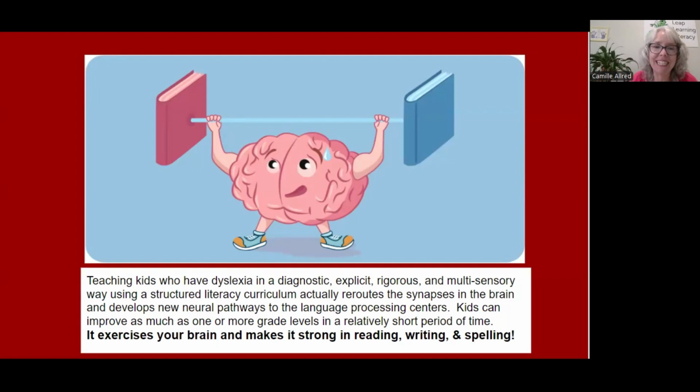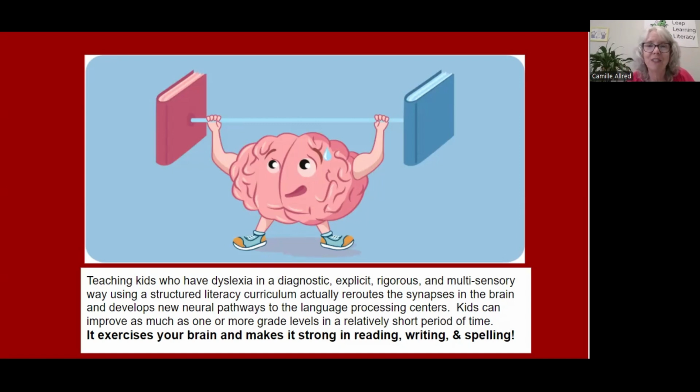But teaching kids with dyslexia needs to be done diagnostically. That means you've got to figure out what their challenges are, diagnose. Explicit, be really clear in how our language works using the 6 syllable types. Rigorous: they need to be responding to questions a lot so they can develop new neural pathways in the brain that will go to the language processing centers. That can happen if you are using a multisensory approach using a structured literacy curriculum.